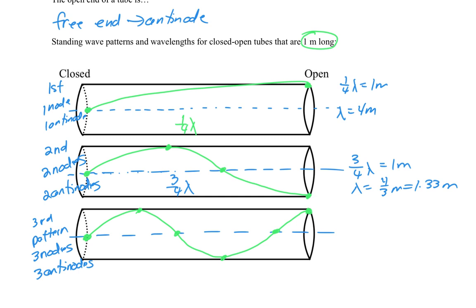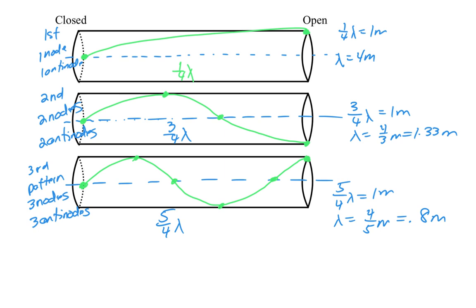And if I count my wavelengths, I've got 1/4, 2/4, 3/4, 4/4, 5/4 of a wavelength here. So now I've got 5/4 of a wavelength. The tube is still 1 meter long. So lambda in this case has to be 4/5 of a meter, which is just 0.8 meters. So those are all the wavelengths that we're going to draw for right now, but hopefully you see a pattern at this point. When we have a closed open tube or a fixed free end, we start with 1/4 lambda. The next pattern has 3/4 lambda. The next pattern has 5/4 lambda.